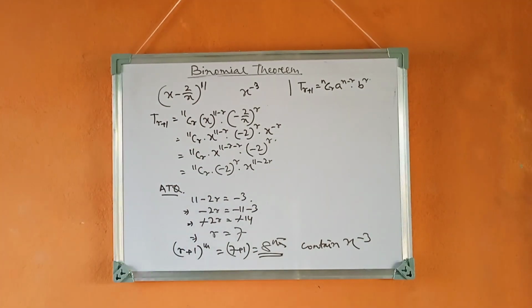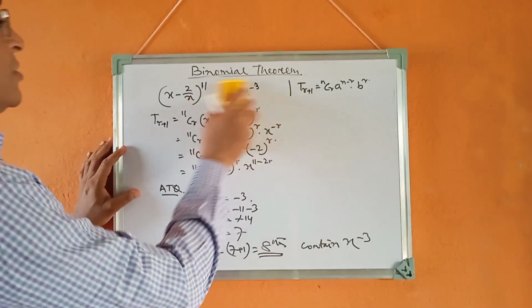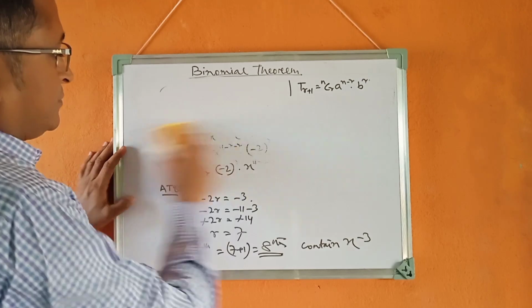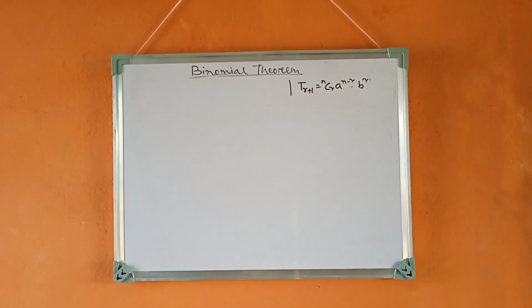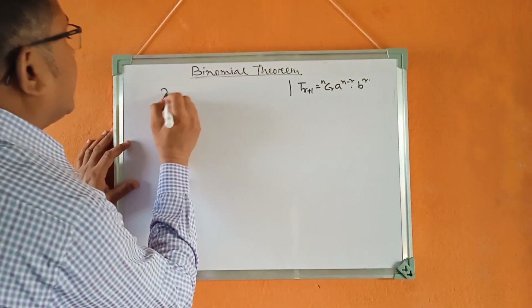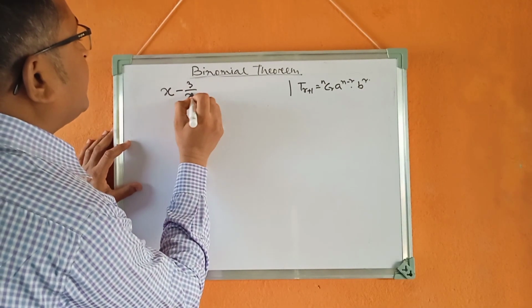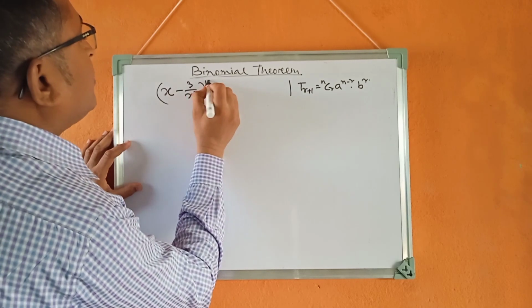Clear everyone? I hope all of you understood. Now another important example, so check carefully. Listen to the question first. Next sum is, which term in the expansion of (x minus 3 divided by x square) whole to the power 18 is independent of x. I repeat the question: (x minus 3 divided by x square) whole to the power 18.